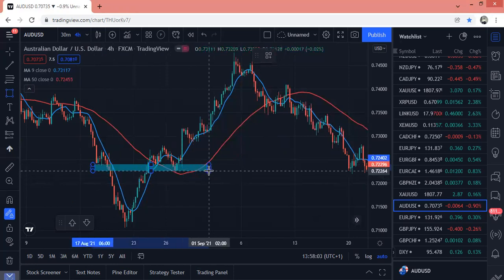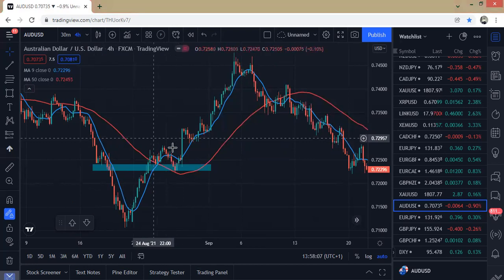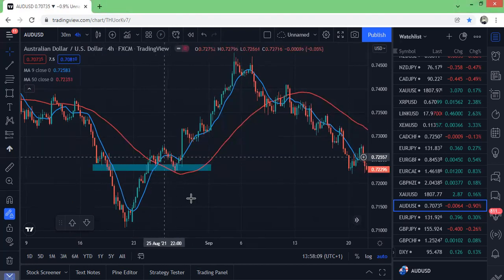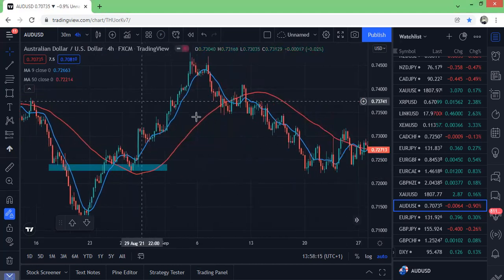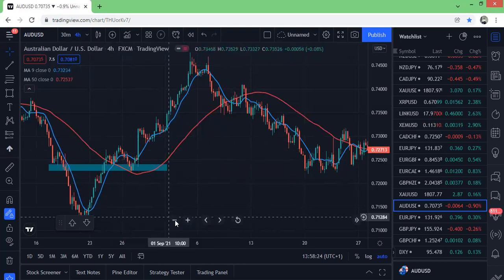So you're using the cross in addition to structure. You don't just jump in when it crosses without structure showing you that it has broken out of the zone you're looking for, right? So that is a good point for a buy right here, with the cross indicating bullish momentum.